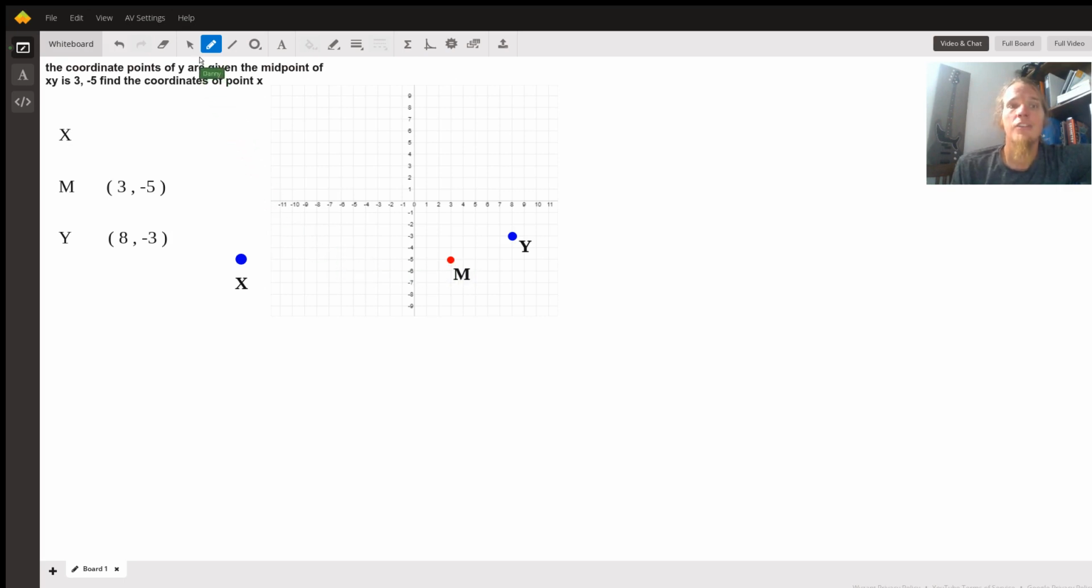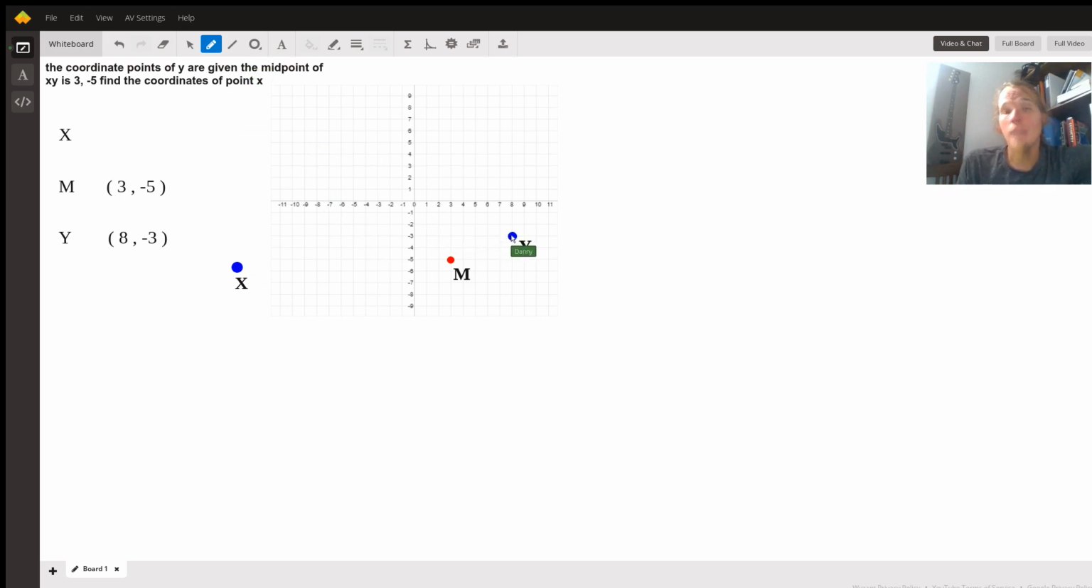Since the midpoint is smack dab in between the two endpoints of the line segment, that tells me that X is going to be somewhere over here, right? That way the midpoint M is right in between X and Y. But I can find out exactly where it is, and I can do that one of two ways. You get to pick which way makes the most sense to you.